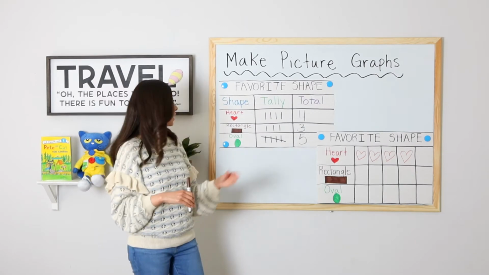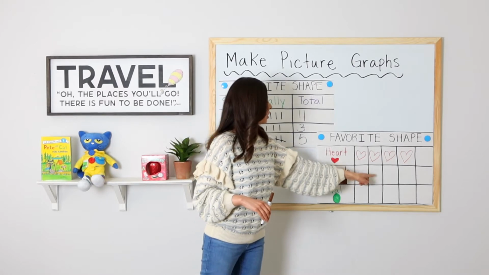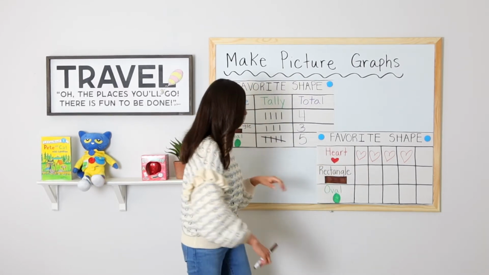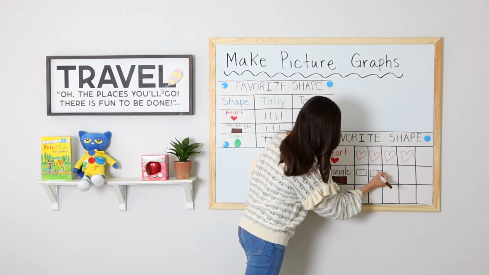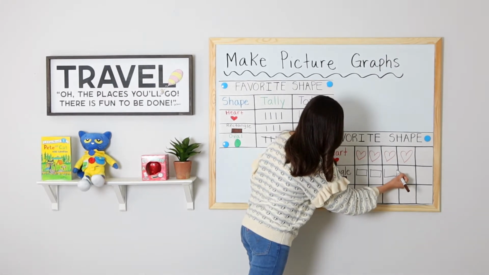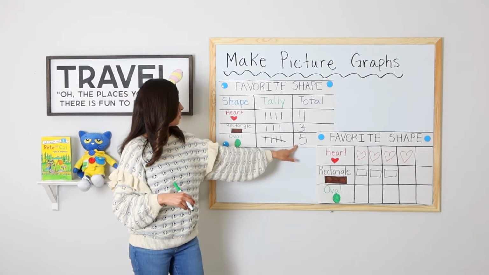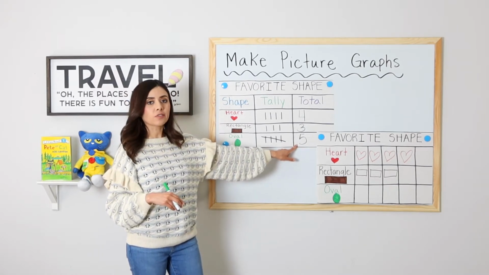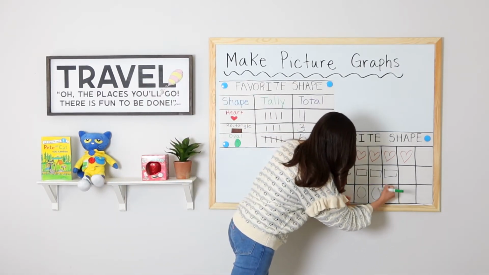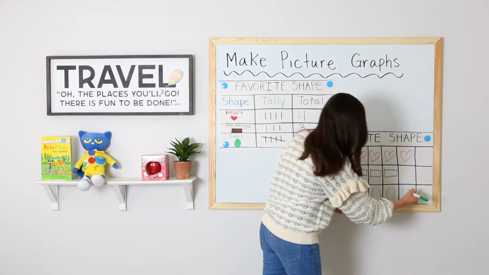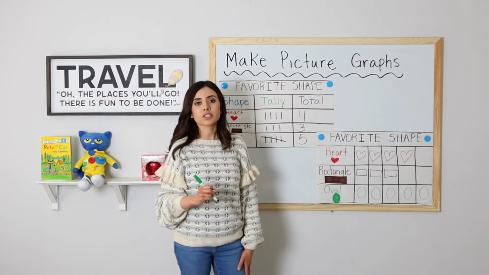How many students chose a rectangle? 3. So I will go ahead and draw 3 rectangles. Ready? 1, 2, 3. How many students chose an oval as their favorite shape? 5. I will go ahead and draw 5 ovals in my picture graph. 1, 2, 3, 4, 5. 5 students chose an oval.